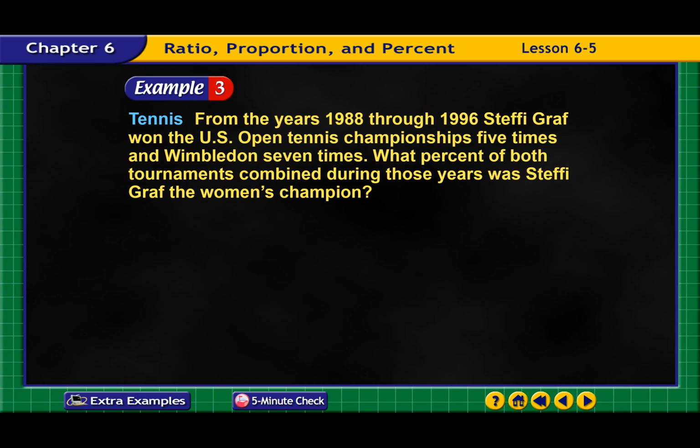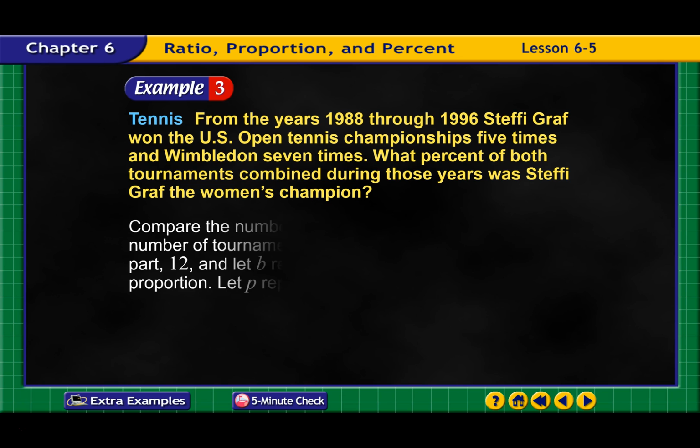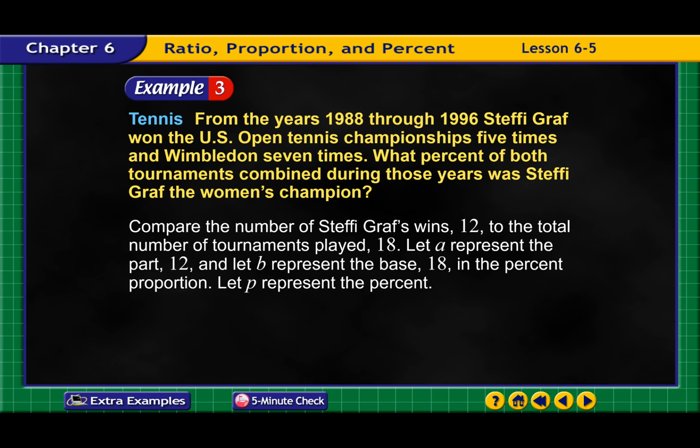All right, Steffi Graf won the U.S. Open Tennis Championship 5 times and Wimbledon 7 times. Those are like the major championships, if you don't know what those are. What percent of both tournaments combined during those years did Steffi Graf win the women's competition? So we're going to compare Steffi Graf's wins, which is a total of 12, 5 and 7. And the total number of tournaments played would be 18, because that'd be 2 tournaments per year for 9 years.